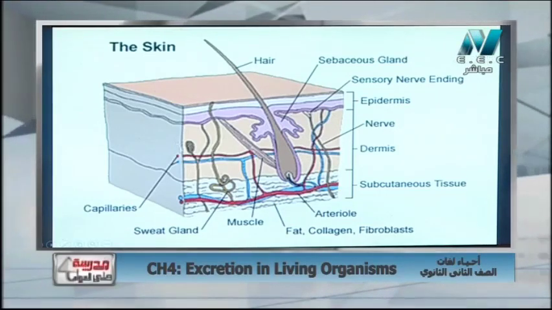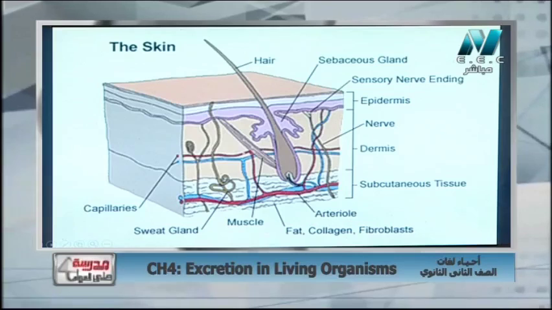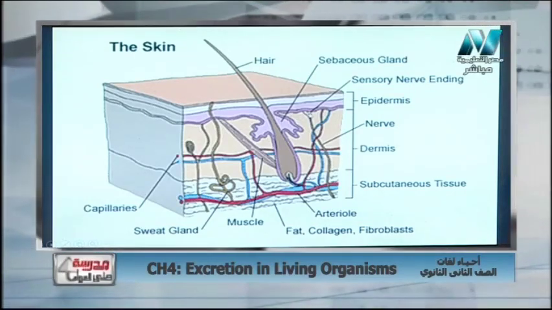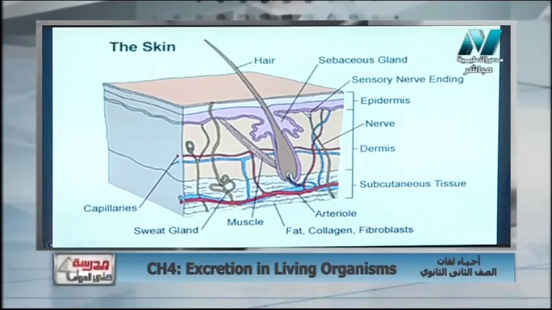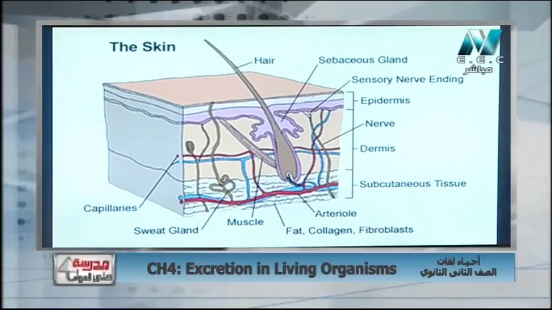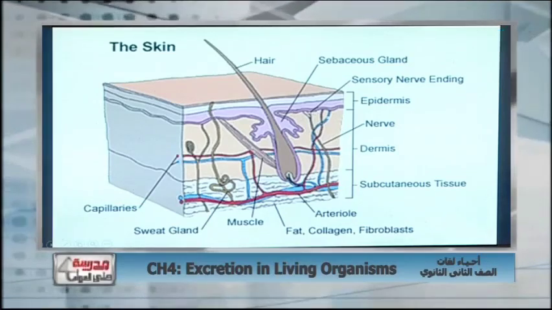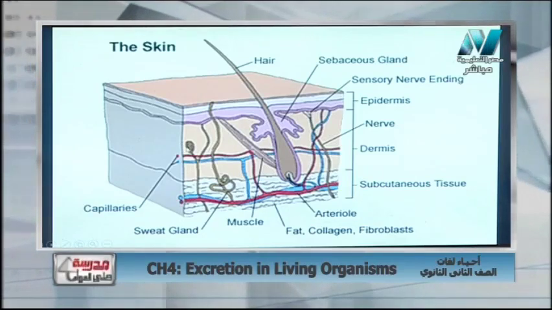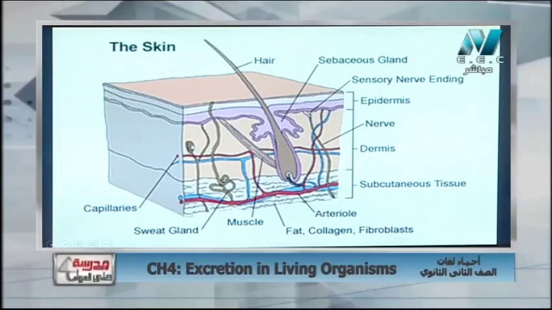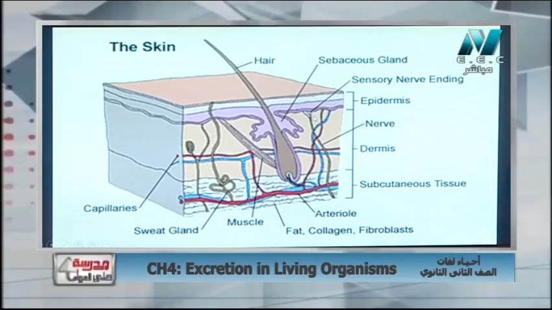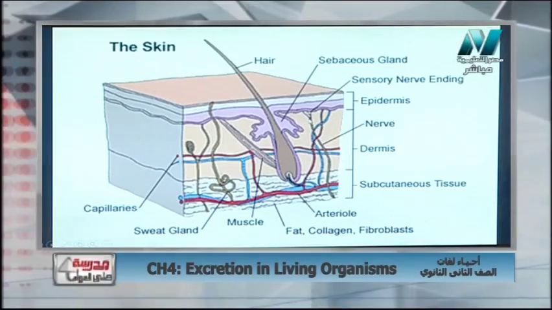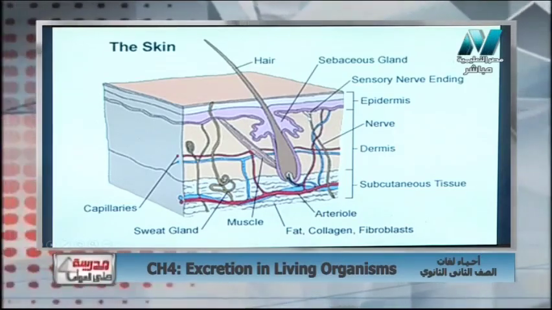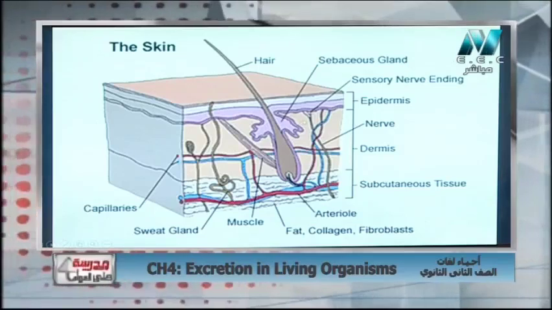Also, we can see the nerve endings, and the nerve endings are in different shapes and different types to receive different types of stimuli, like temperature, high or low, or the pain we sometimes feel, and many other stimuli that the nerve endings receive.